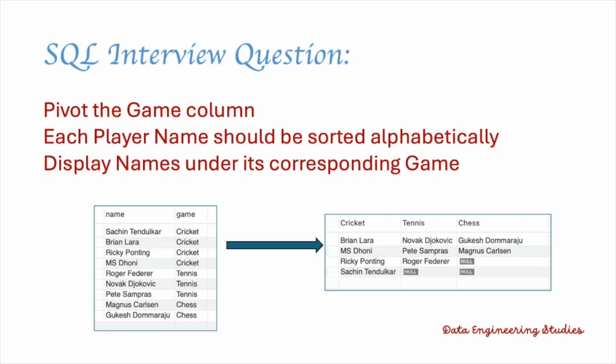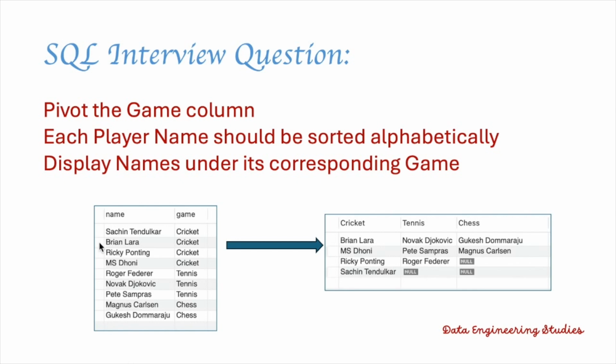Hello everyone. In this video, we are going to see an interesting SQL interview question. The question is: pivot the game column. Each player name needs to be sorted alphabetically and the name should be displayed under the corresponding game.